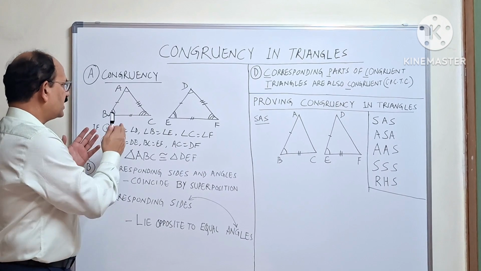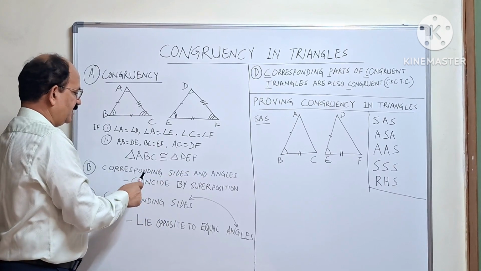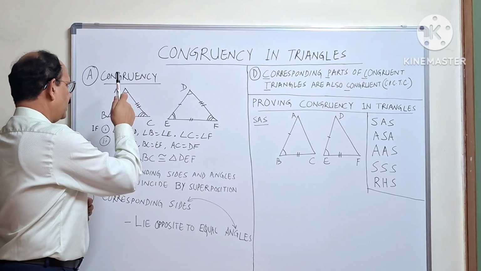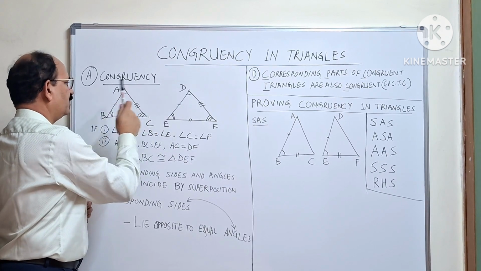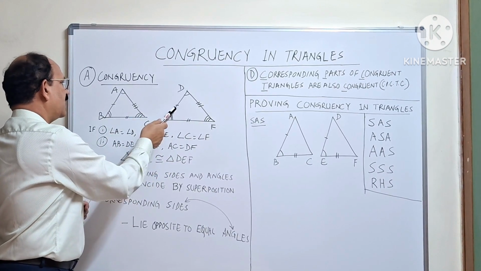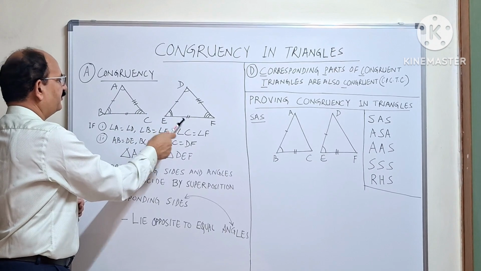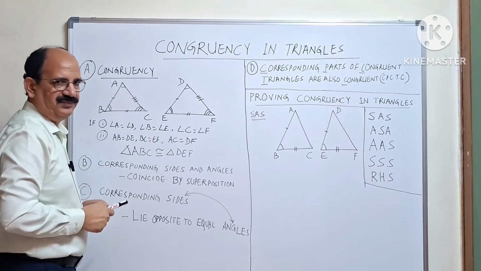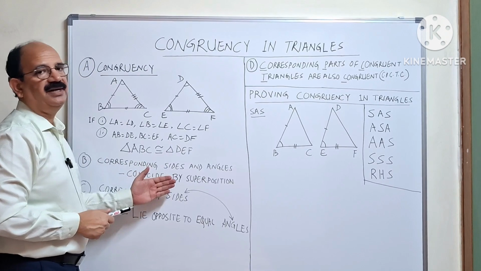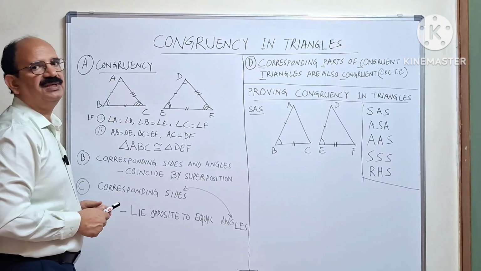Now, if two triangles are congruent, then the corresponding sides and angles coincide by superposition, which I had explained earlier also, that angle A will be equal to angle D, angle B will be equal to angle E, angle C will be equal to angle F, and likewise the sides also will be equal, that is AB will be equal to DE, BC will be equal to EF, and AC will be equal to DF. That is what it means by corresponding sides and angles coinciding by superposition. This triangle is superimposed on ABC exactly.